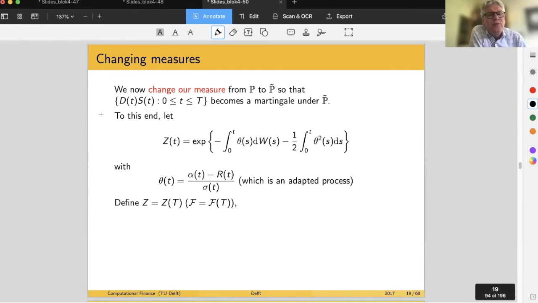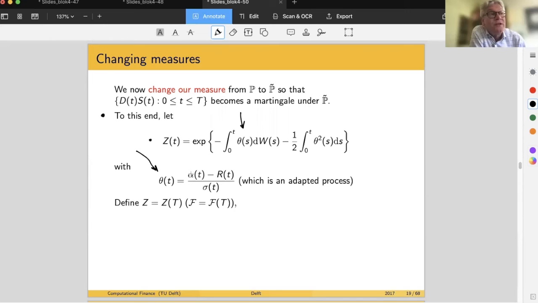And to this end, we define our Z process, our transformation to the new measure, as we have defined it earlier. So Z_t is e to the power minus the integral from 0 to t, theta_s dW_s, minus 1/2 the integral from 0 to t, theta squared_s ds. But now we have a specific form for this theta function, because from the previous slide, we have defined theta_t as (alpha_t minus R_t) over sigma_t.